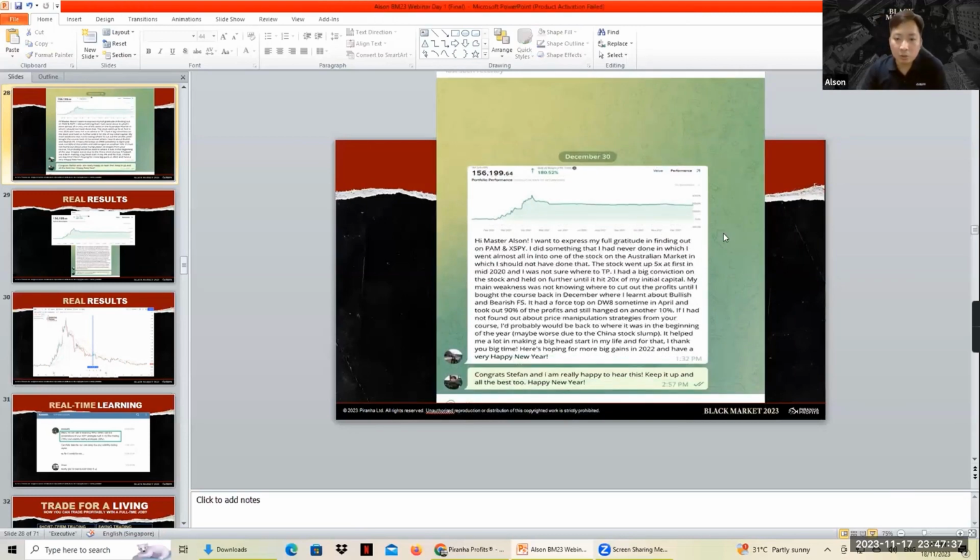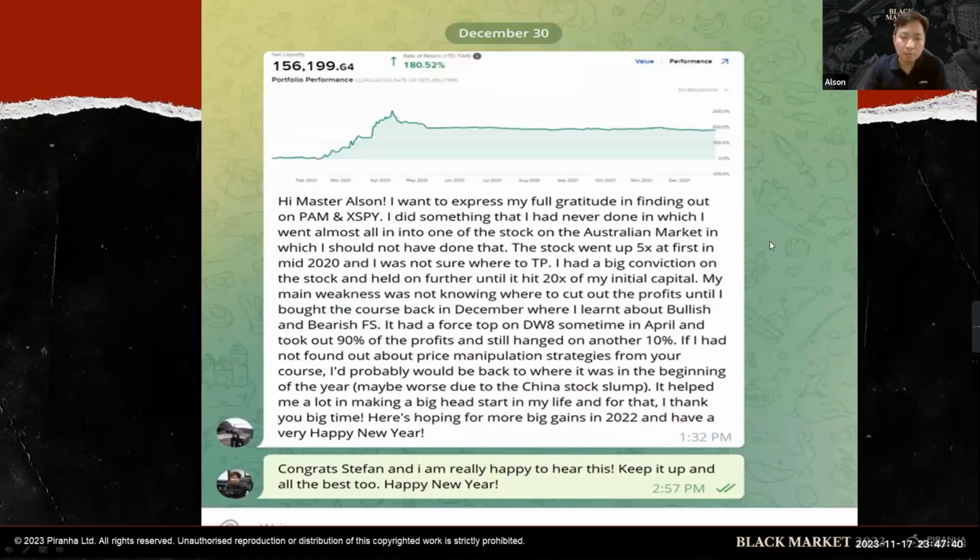So Stefan is actually one of my younger students. He sent me this in December 2021. And he actually shared with me this thank you note. During a time he mentioned that he wanted to express his full gratitude to find out about PAM and SPY. PAM is actually price action manipulation. SPY is the brand name. It's the same. So he mentioned that he did something that he's never done before. He went almost all in one stock in Australian market. He traded Australian stocks.